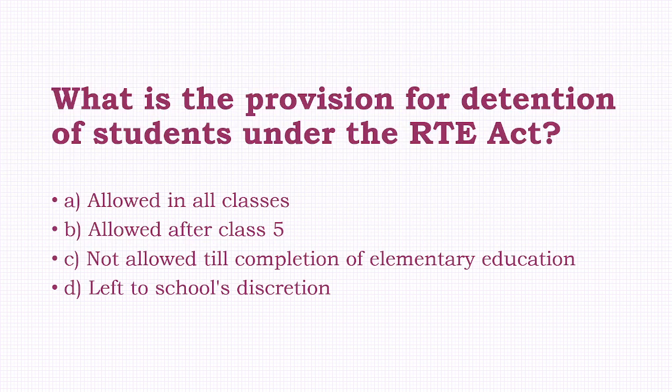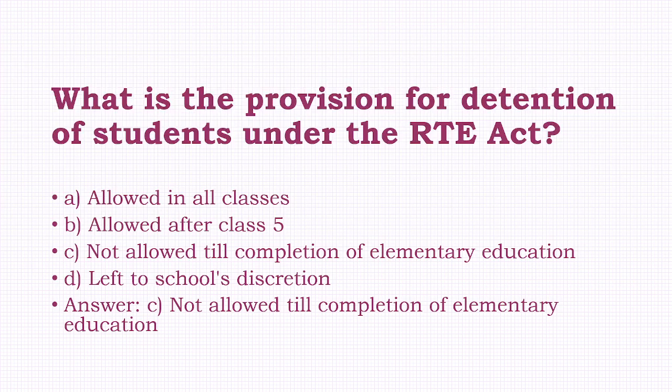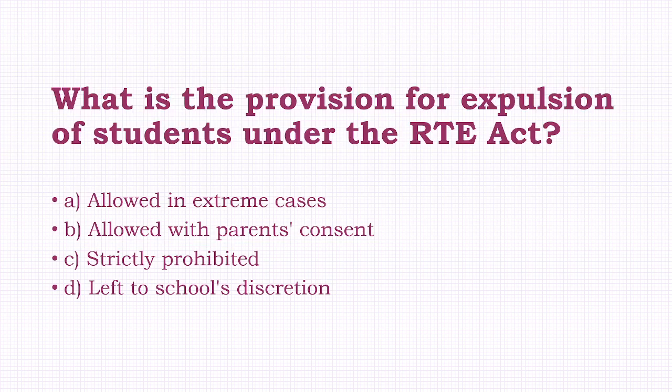What is the provision for detention of students under the RTE Act? Option: allowed in all classes, allowed after class 5, not allowed till completion of elementary education, left to school's discretion. Answer of this question is option C, that is not allowed till completion of elementary education. What is the provision for expulsion of students under the RTE Act? Option: allowed in extreme cases, allowed with parents' consent, strictly prohibited, left to school's discretion. Answer of this question is option C, that is strictly prohibited.